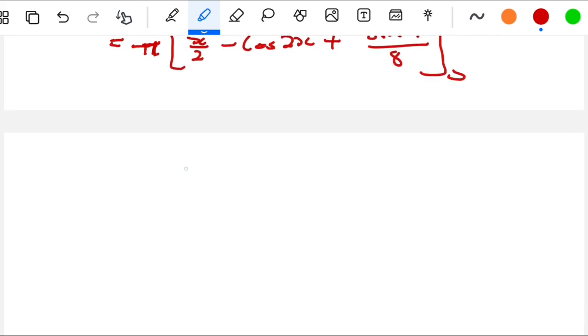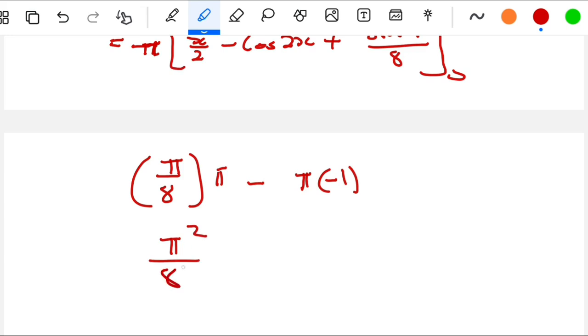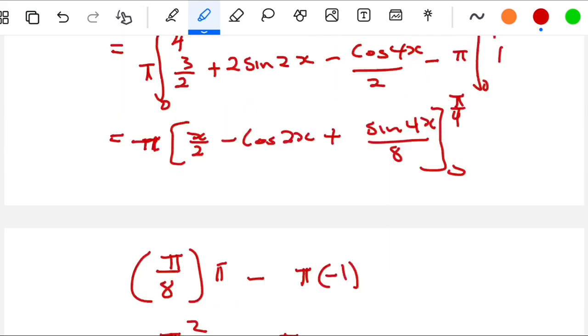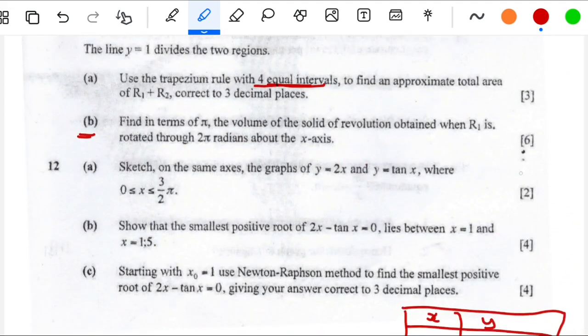Then putting our limits there, we've got what? Pi over 8 times pi, minus pi times negative 1, which gives us what? Pi squared over 8 plus pi. So this is our volume there. This one was a long one, that's why it is 6 marks.